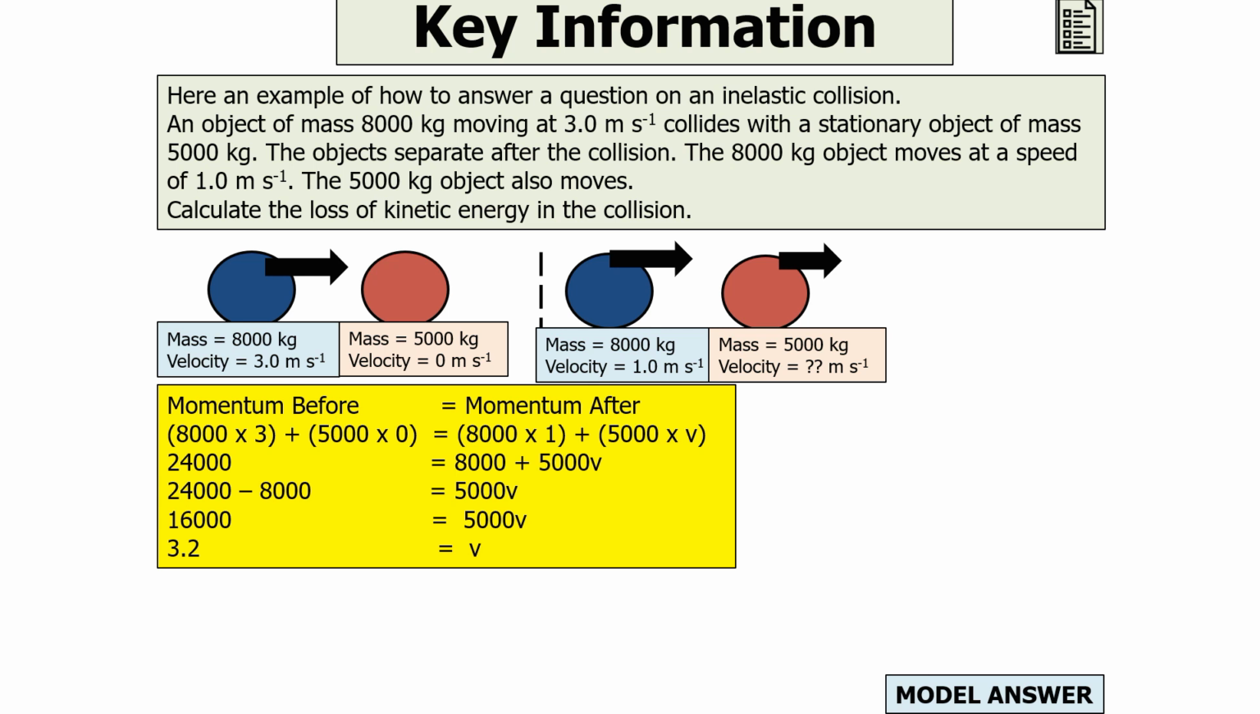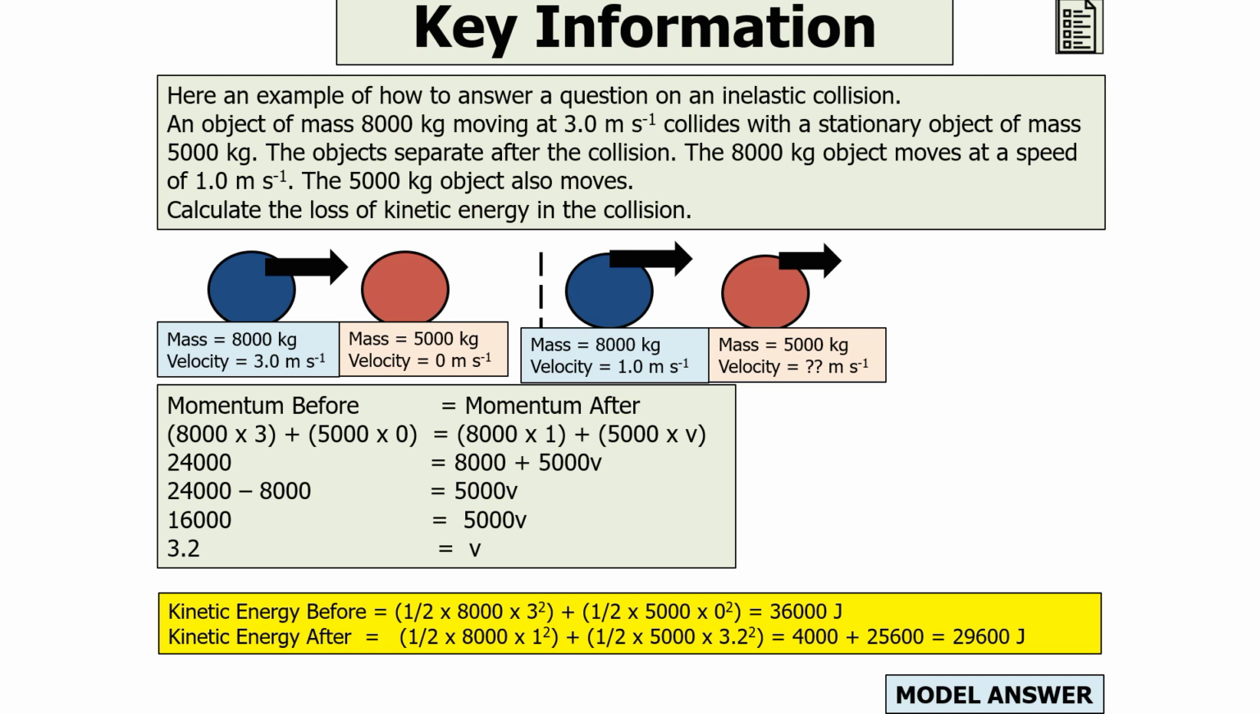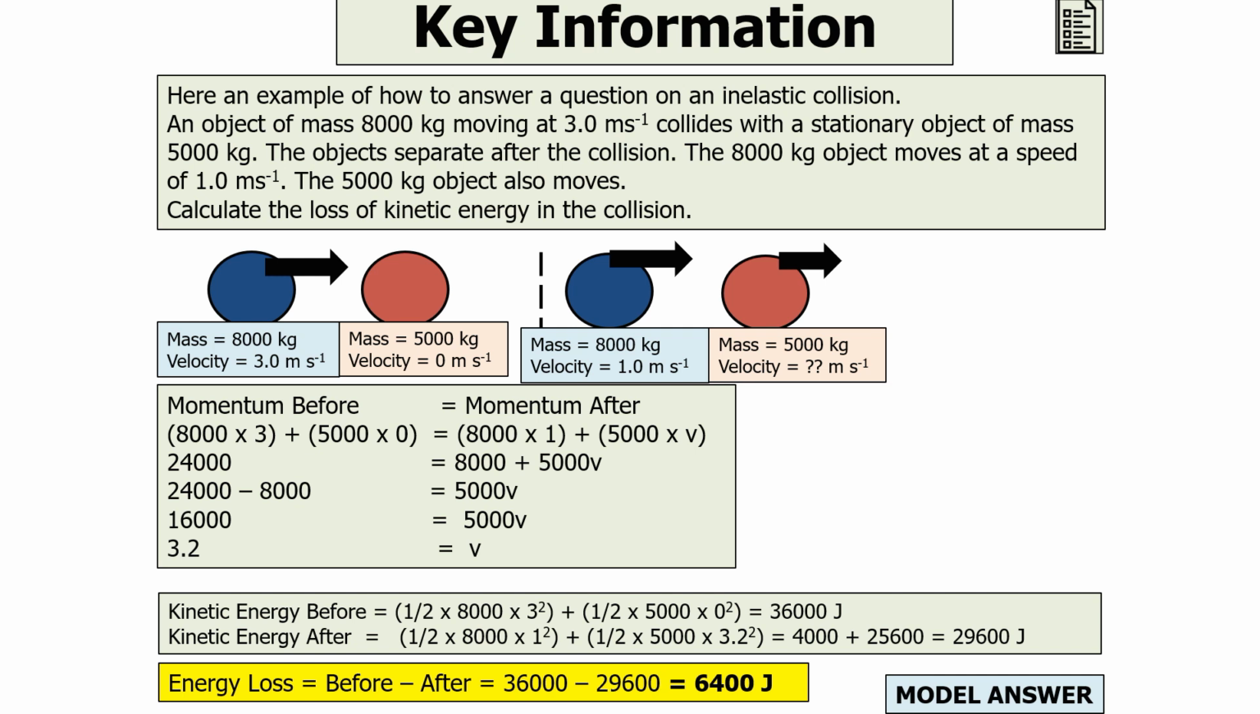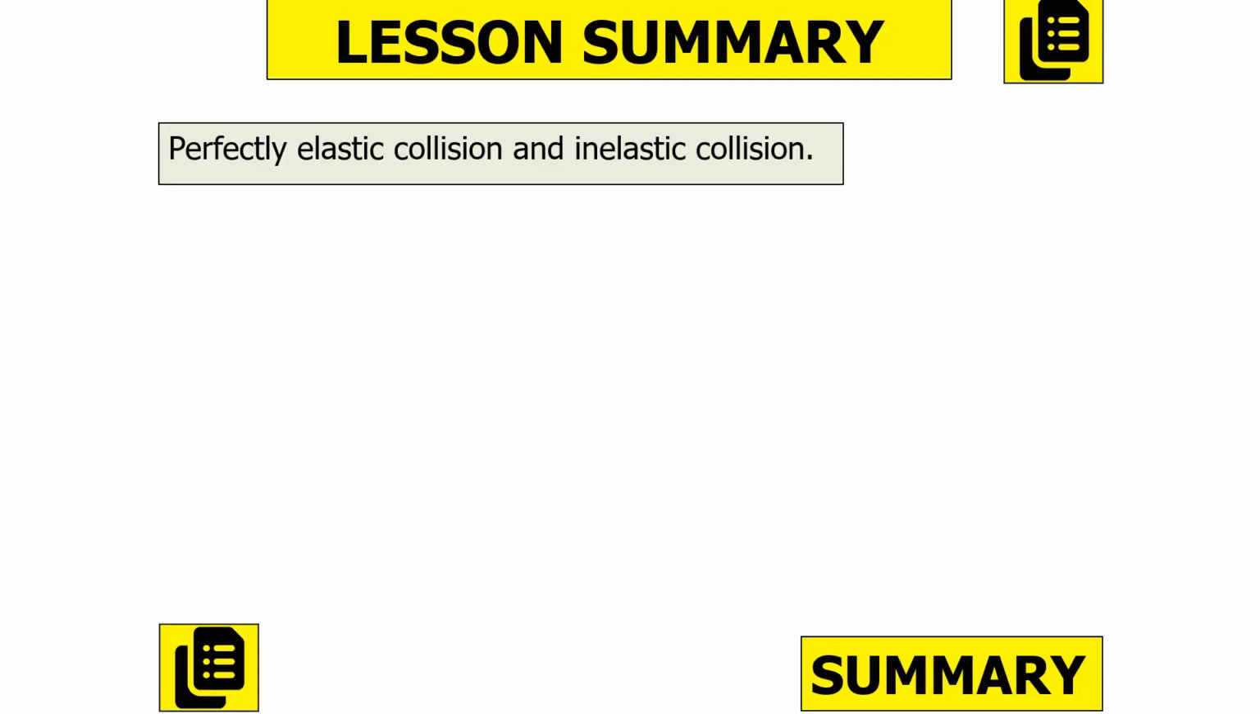We can then use the kinetic energy equation of a half mv squared to work out the kinetic energy before, which is a half times 8,000 times 3 squared, plus a half times 5,000 times 0 squared, which is 36,000 joules. Then work out the kinetic energy afterwards: a half times 8,000 times 1 squared, plus a half times 5,000 times 3.2 squared, which is 29,600. We can then compare the two values and say our energy loss is equal to 36,000 minus 29,600, so it's 6,400 joules. So that brings an end to our lesson today on perfectly elastic and inelastic collisions.